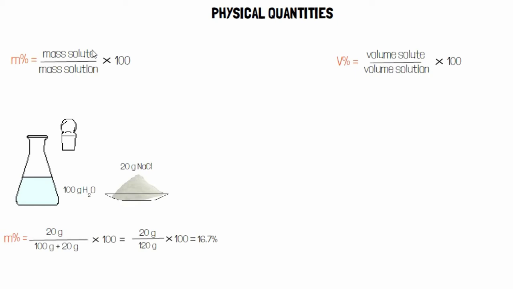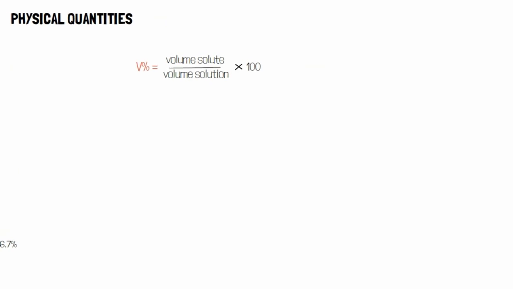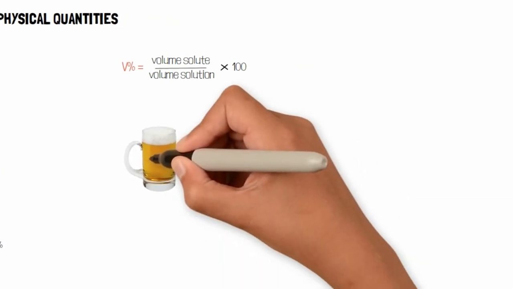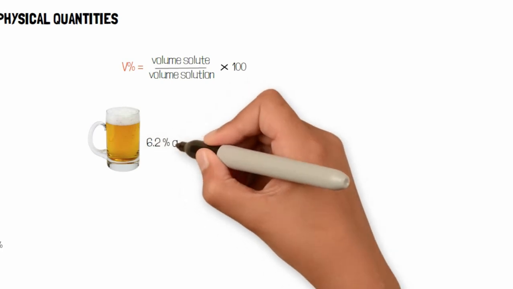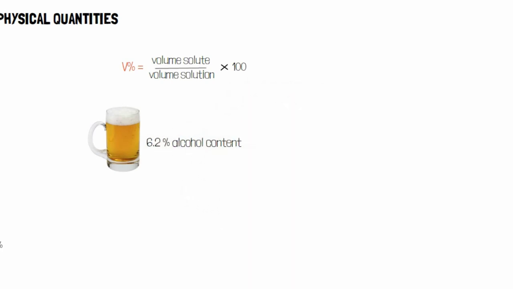So it's very simple. You have just to follow what is written here and put the solute on the top of this equation and put solution on the bottom. So what is now the volume percent? To know that, let's take a common thing. Let's see a glass of beer, for example. So you take a glass of beer in your pub, and you see that it is written there, this beer is 6.2% alcohol content. Actually, this is volume percent of ethanol in the beer.